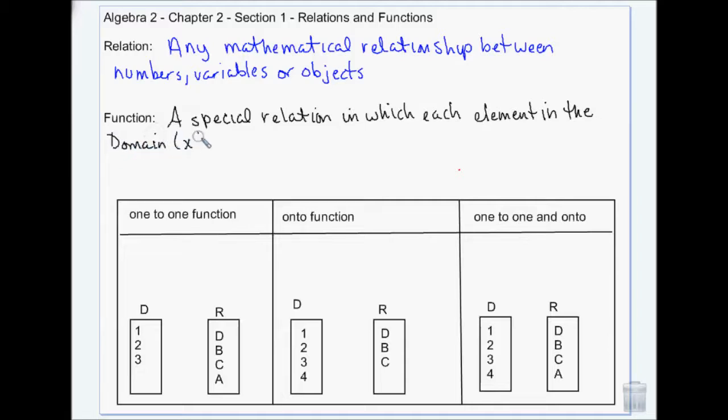Every element in the domain, which is usually x's, only pairs with one element in the range, which are usually y's. So if I plug in, say, 5 for x, so I take that 5, I plug it in, I'll only get one number out. I won't get two numbers out.